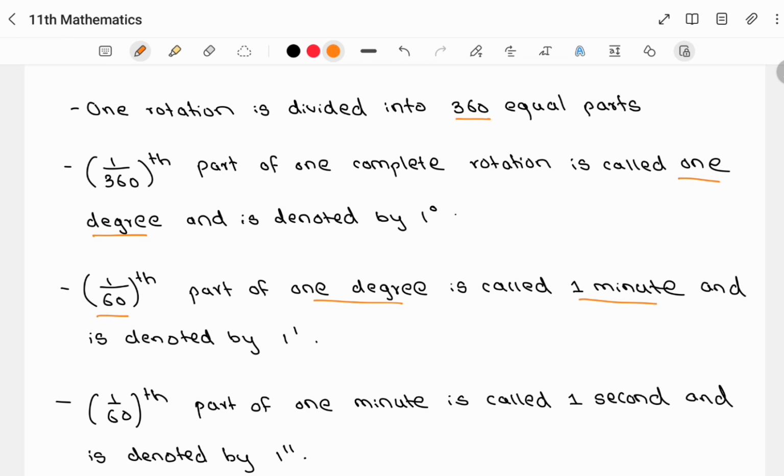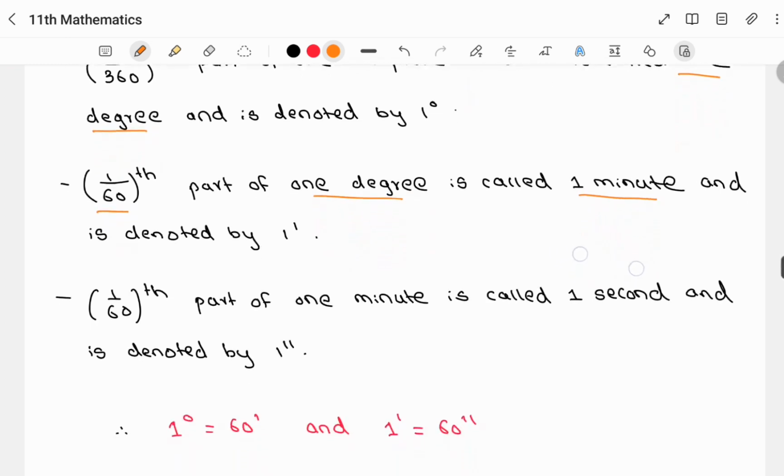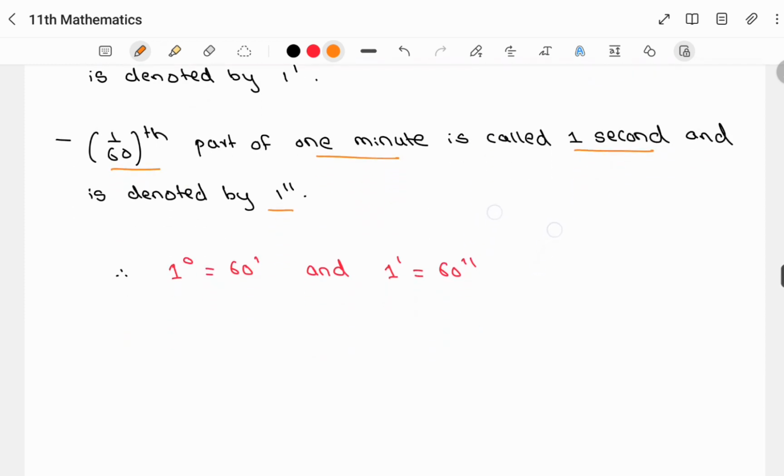So 60 minutes gives us 1 degree. Further, if we divide that minute into another 60 parts, then we get a single part which is called a second. So 60 seconds give us a minute. So this is what we have written over here: 1 degree is 60 minutes, 1 minute is 60 seconds, and 360 degrees give us one complete rotation.